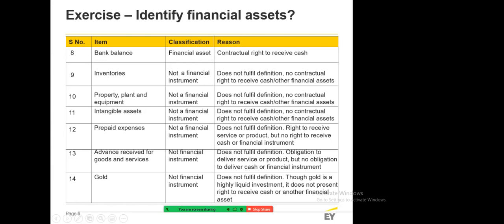Advance received for goods and services is not a financial instrument, because for this you have received an advance, and against that advance you have to provide the services. You will not receive any cash, but you have to provide the services. That is why it is not a financial asset. Gold is not a financial instrument; it does not fulfill the definition. Though gold is a highly liquid investment, it does not represent the right to receive cash or other financial asset.